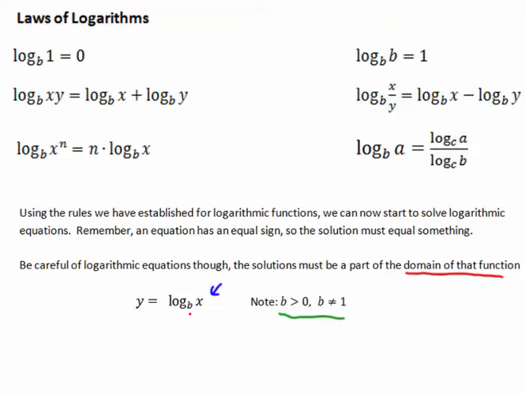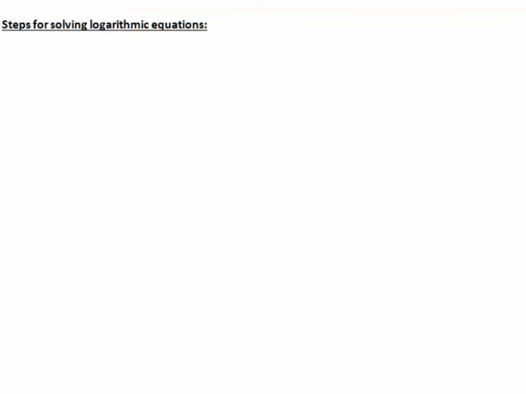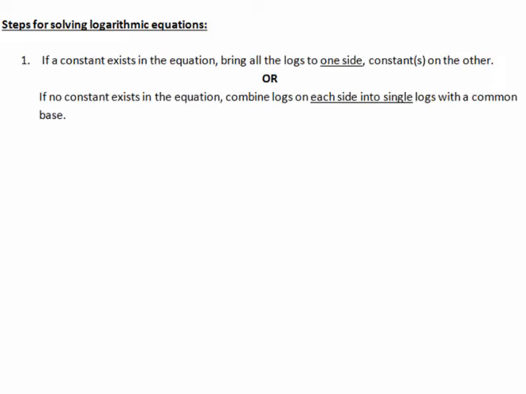have extra solutions. So let's look at the steps for solving a logarithmic equation. It's pretty straightforward, step by step. First thing we do, if a constant exists, is bring all the logs to one side and put the constant on the other side. So we're going to move logarithms around using algebra to get the constant to one side and the log to the other side. If there's no constant, or if that's done, then we take our logarithms and combine them into a single log. We want each side to be down to a single logarithm with a common base.